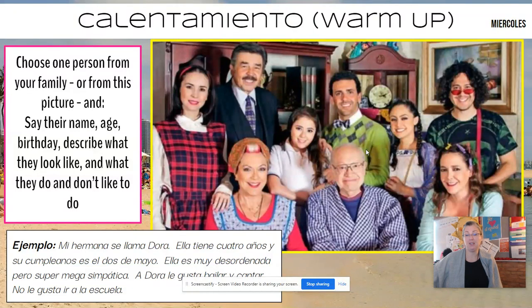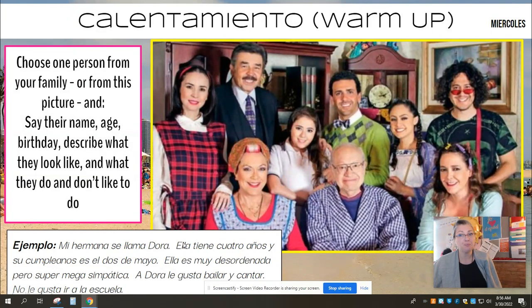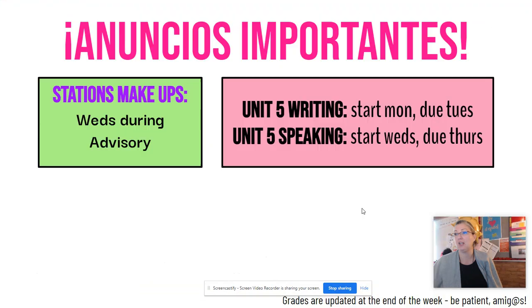So this warm up is kind of giving you an idea of some of the stuff that you're going to have to talk about. So I want you to look at my example on the bottom. That's just an example. Don't copy it. And then look at the picture. It says choose one person from either your family or from this picture, and then say their name, how old they are, what their birthday is, describe what they look like, what they do and don't like to do, all of that. So if you look at my example over here, you can see that I hit on all of those requirements there. So you can see how I did it. You can get a good idea.